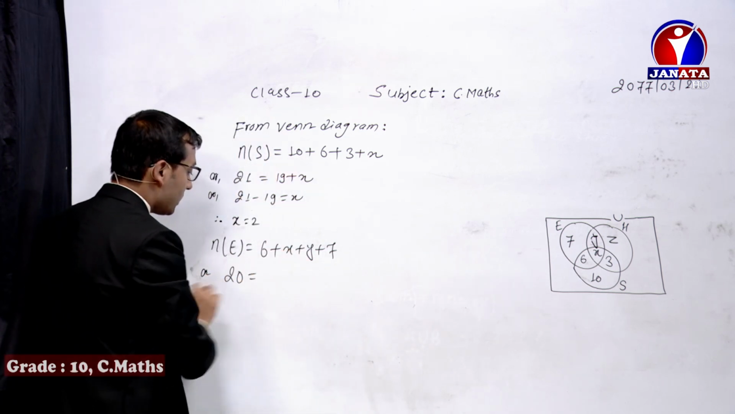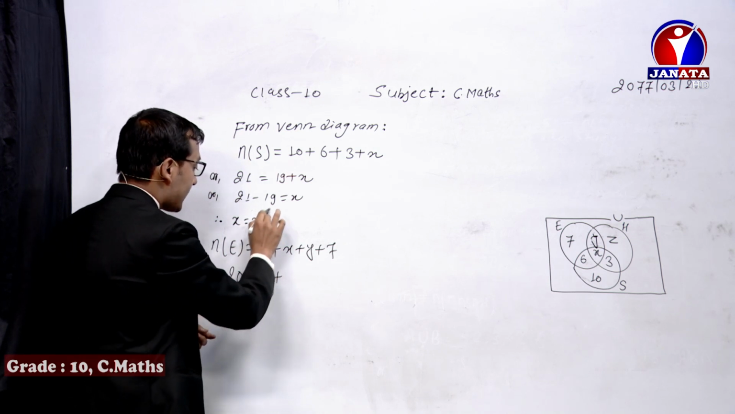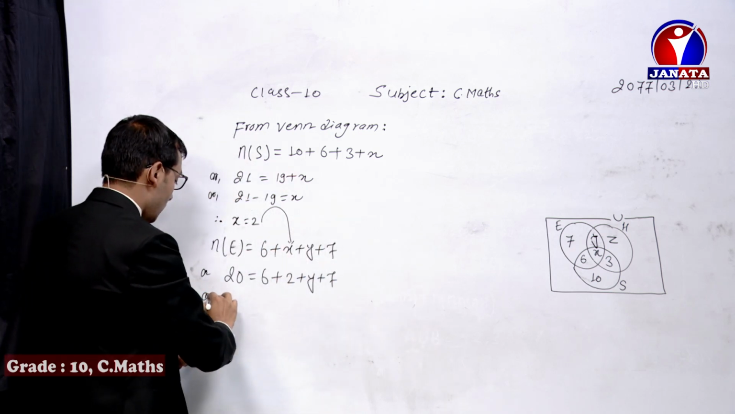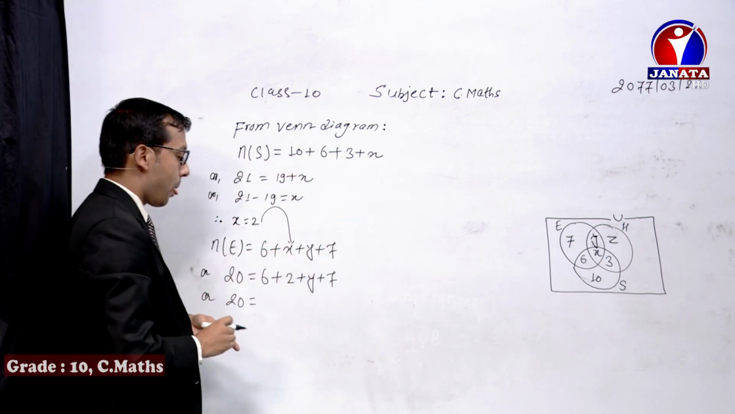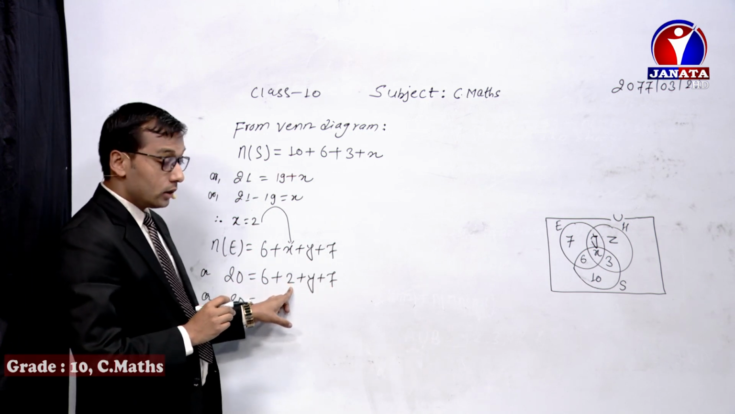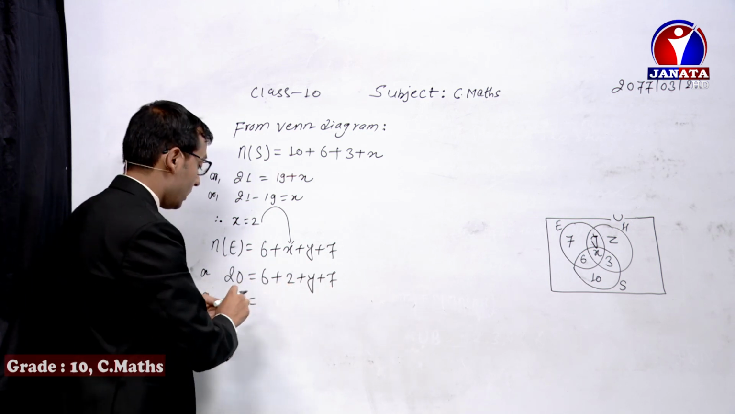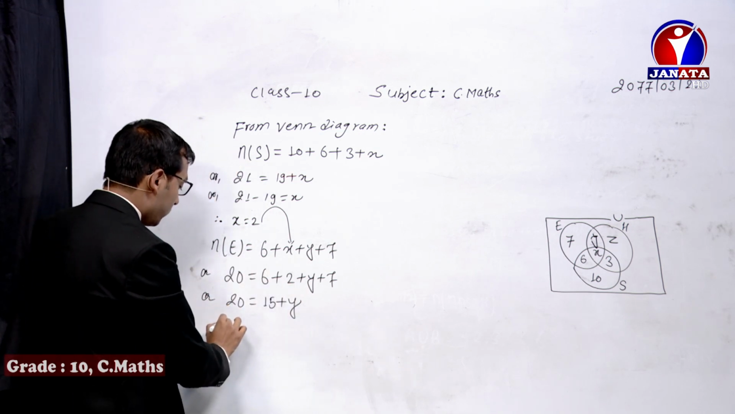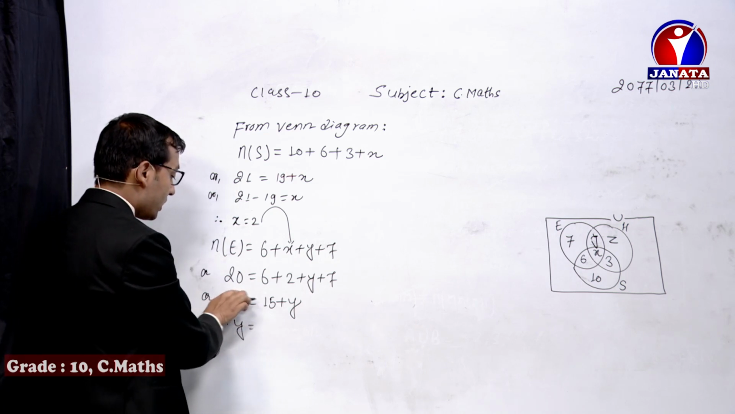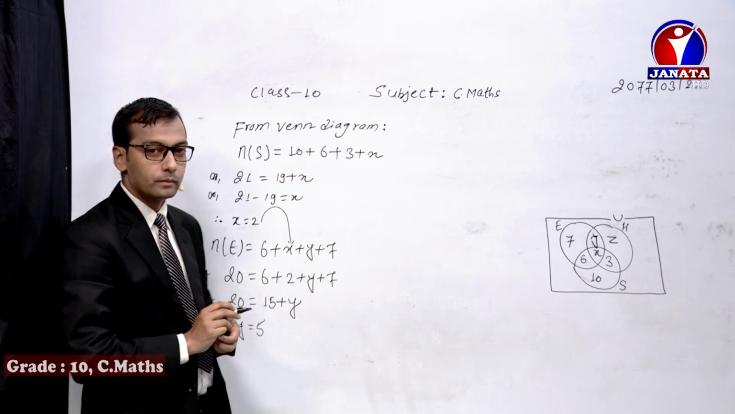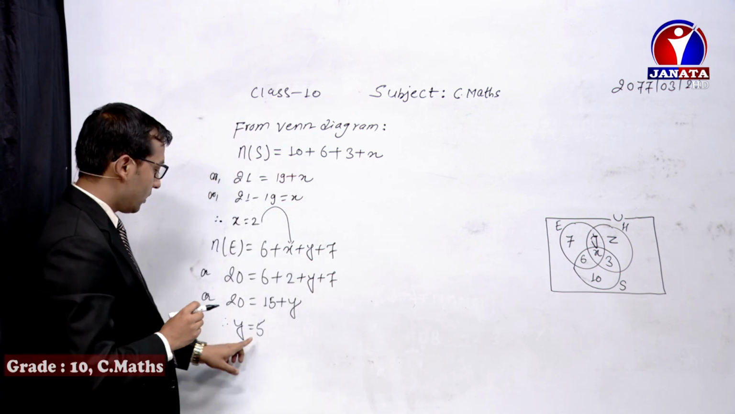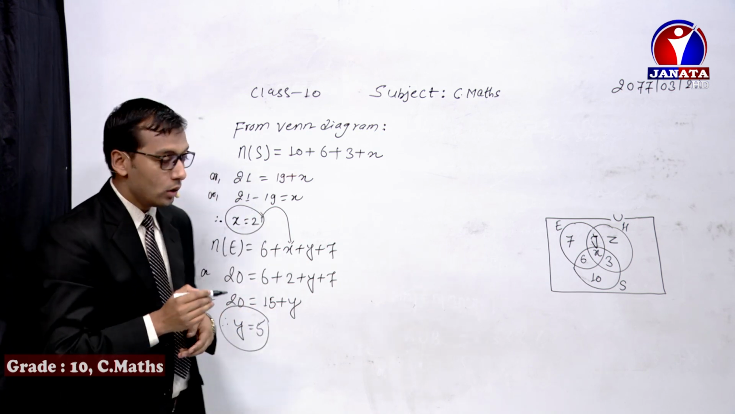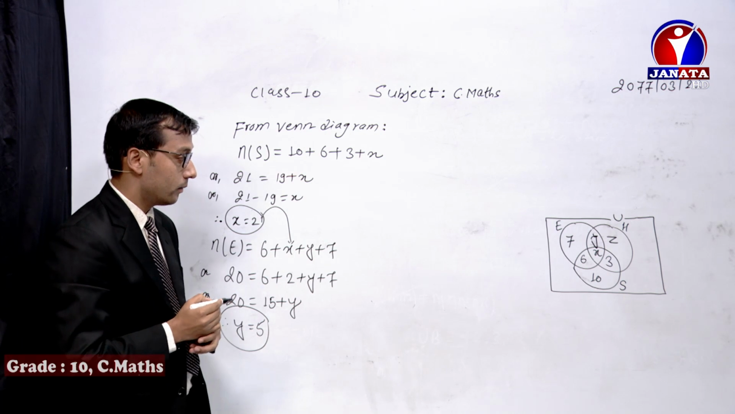So 20 is 6 plus, we can replace x with 2, so 20 is 7 plus 2 is 9, plus 6 is 15, 15 plus y. So therefore what is the value of y? Therefore y is 20 minus 15, which is 5. So we have calculated the values for x and y. Now one is left, that is z.